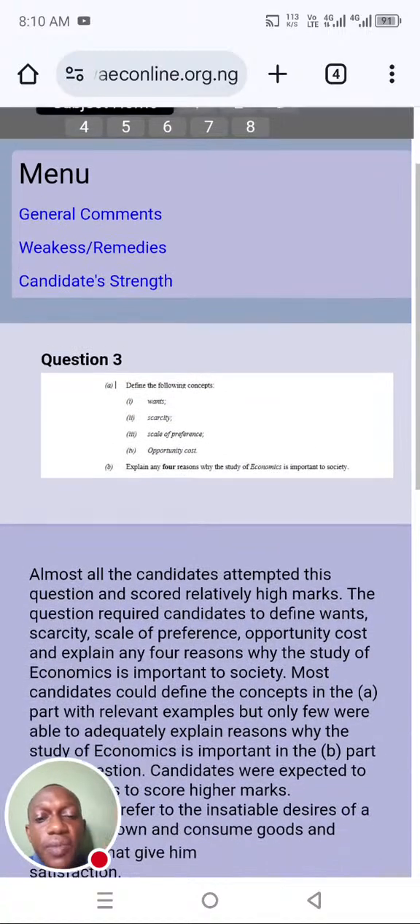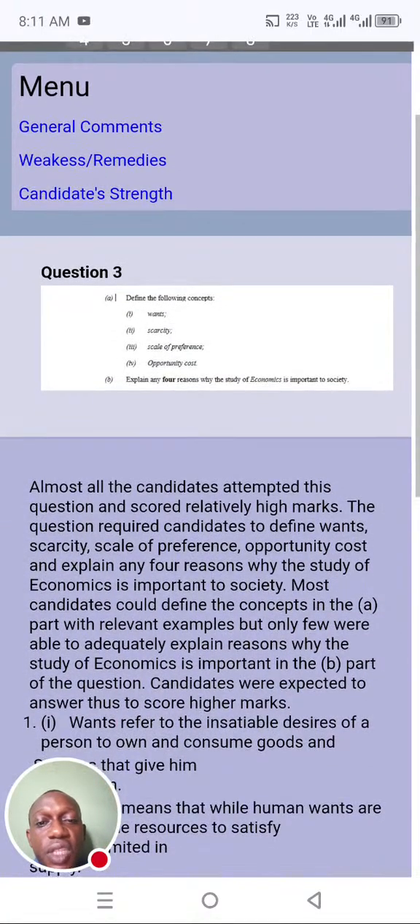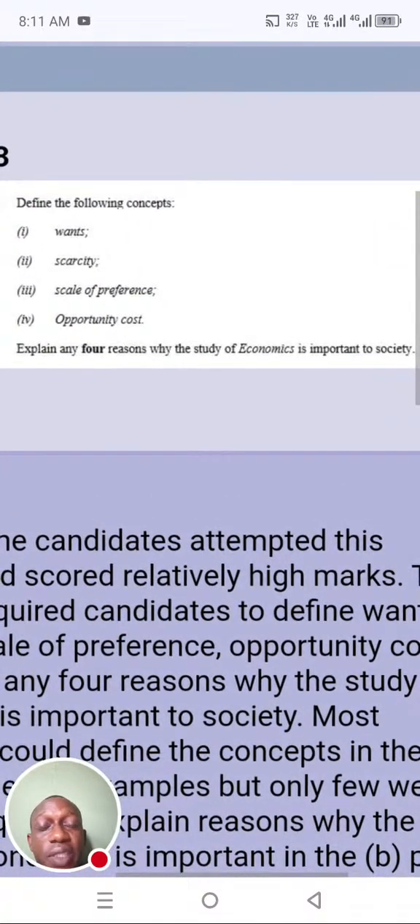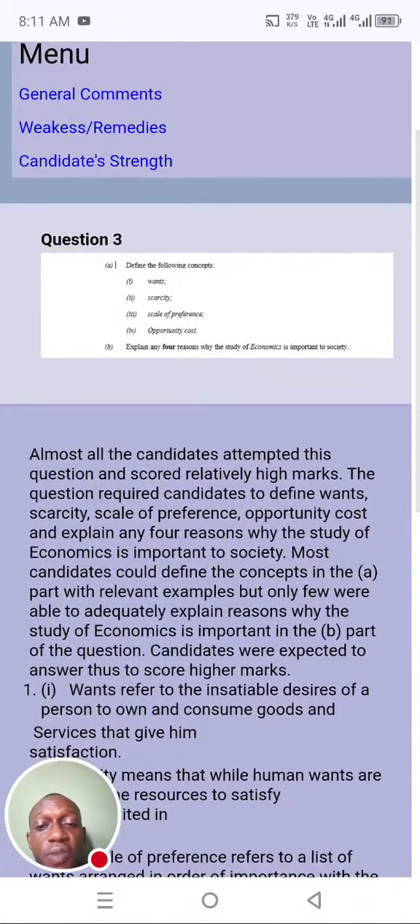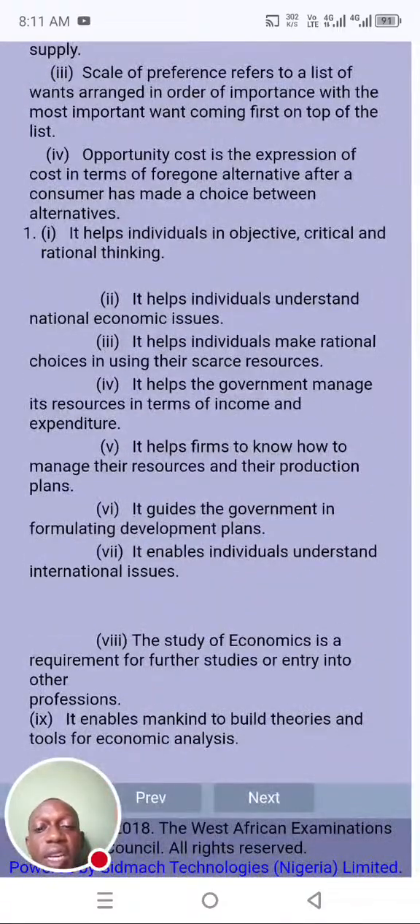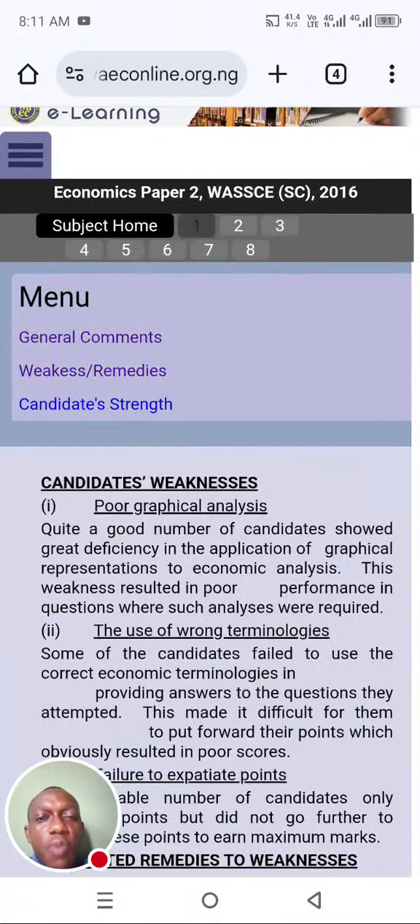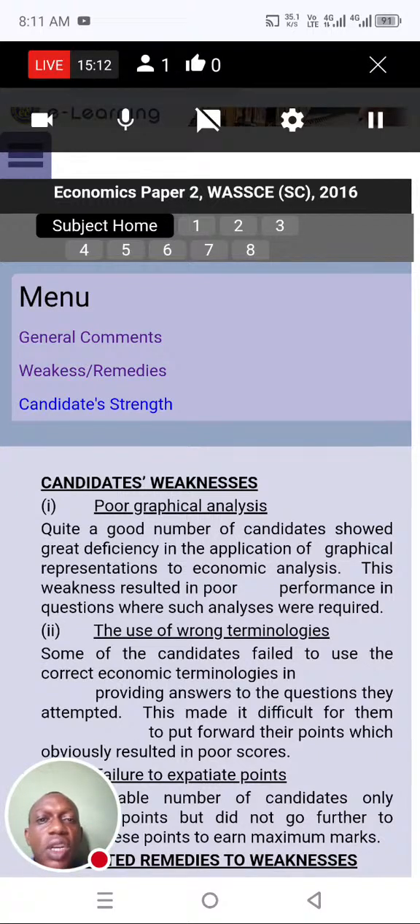Look at number 3. Look at the questions there. Define the following concepts. You can see want, scarcity, scale of preference, opportunity cost. They always ask a question on scale of preference. And the expected answers are written down there. So this is just a no-brainer. It will make you understand things very well, and it will make your economics exam very, very easy to pass. That's why I've come up with this, just to help you people, so that you can have better chances of having a good grade and passing your examination.